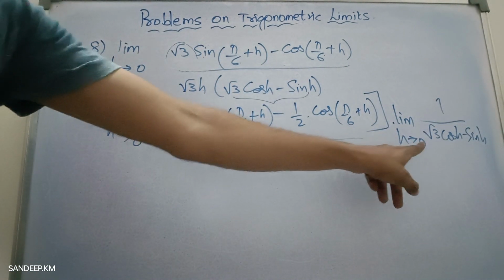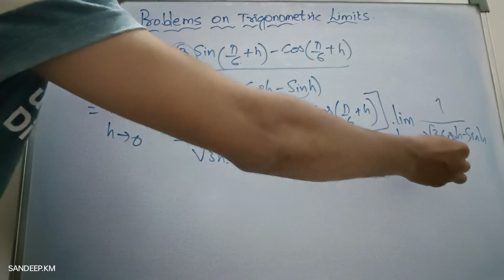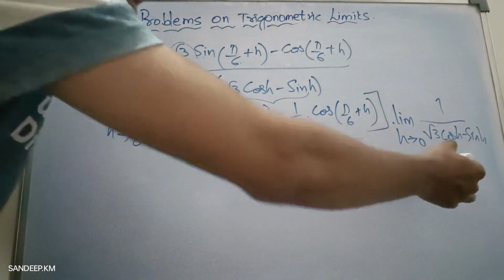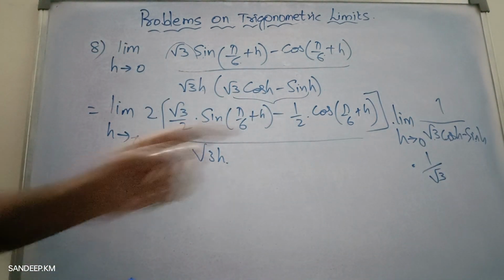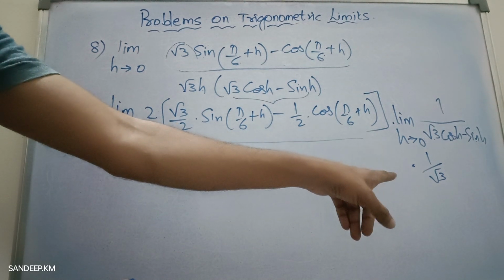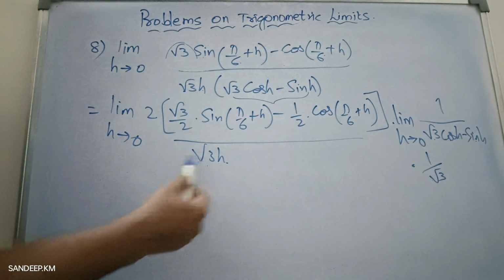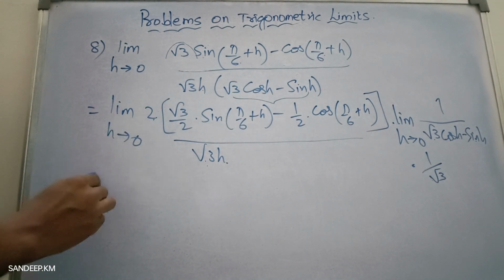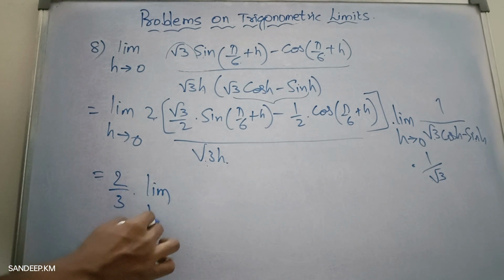If you directly substitute h as 0, what will you get? Cos 0 is 1, so 1 into root 3 minus sin 0 is 0. So you will get 1 by root 3 here. There we can directly substitute, so I took it separately and I have substituted. Now observe, root 3 into root 3 in the denominator is 3, with 2 outside. So let me take 2 by 3 outside, limit h approaches 0.